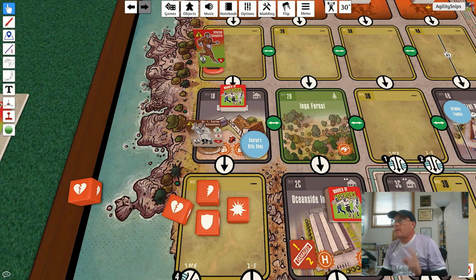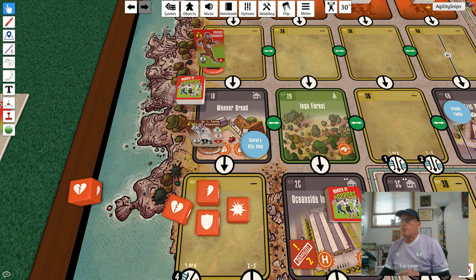So now let's talk about units getting eliminated. When we're talking about Murder of Horror's stacks, if you eliminate the last unit in the stack, you just remove the entire stack from the board, and these tiles will spawn again later.